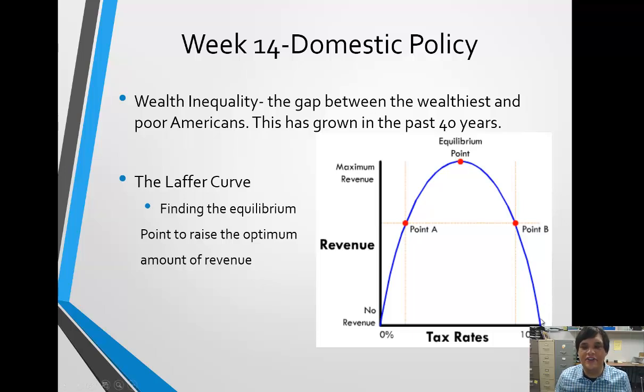If you have your tax rates at 100%, you've taxed them too much, they have no money to spend, you can't tax any further, the government holds all the money. If you tax them at 0, you have no revenue, and people are spending money, but the government isn't getting anything out of it.